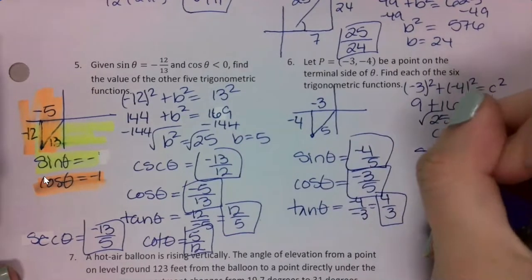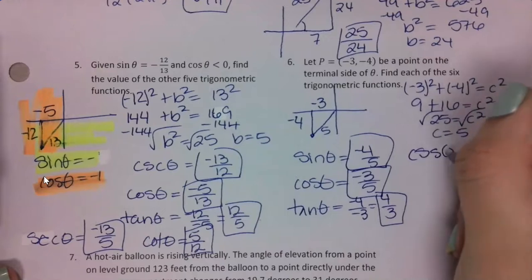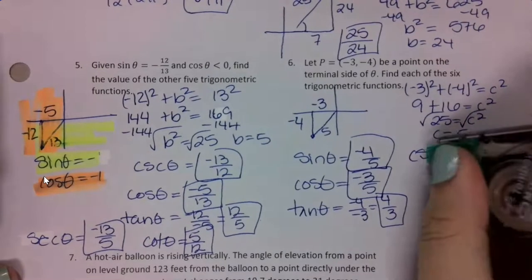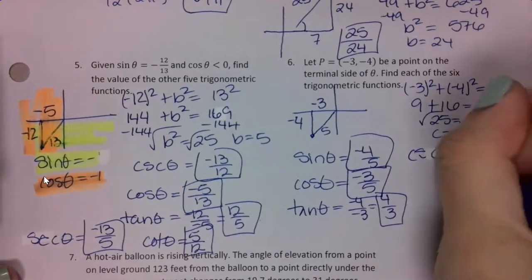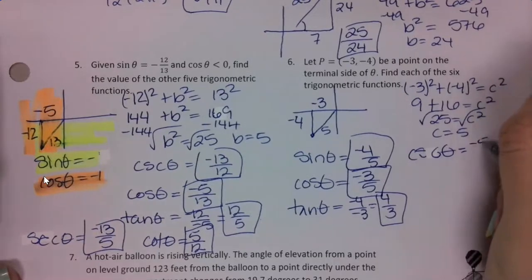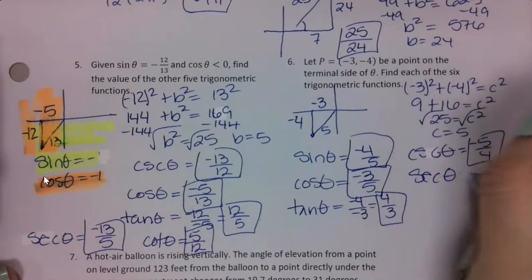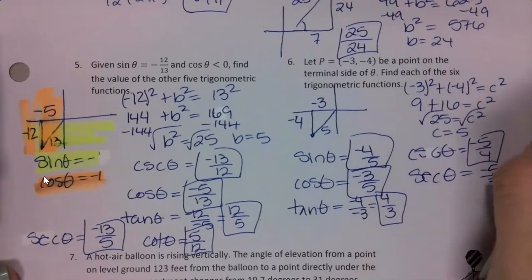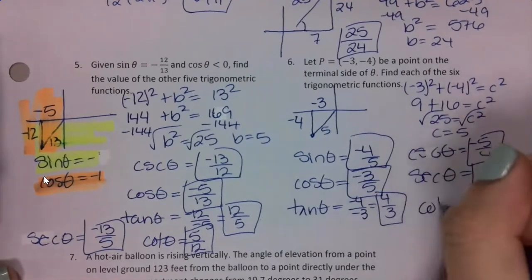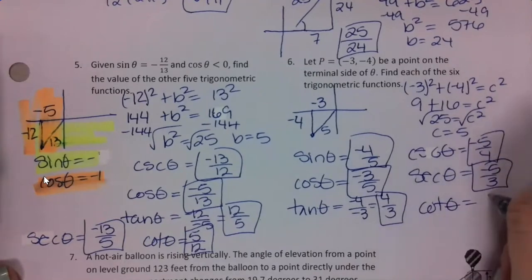Then I do my reciprocals, so cosecant is flipping sine. That's going to give me negative 5/4. Secant is flipping cosine, which gives me negative 5/3. And cotangent flips tangent, which gives me 3/4.